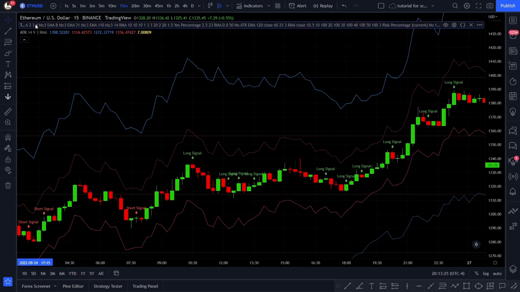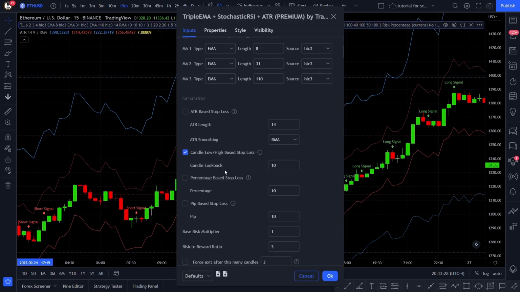This stop loss has only one value, which is the candle lookback. If we set this value, for example, to 10, then the strategy will put a stop loss to the lowest point out of the last 10 candles in case of a long position. In case of a short, it will put the stop loss to the highest point of the last 10 candles.